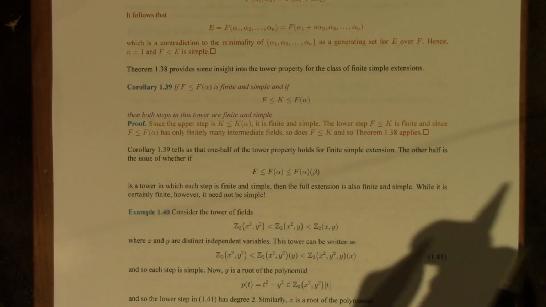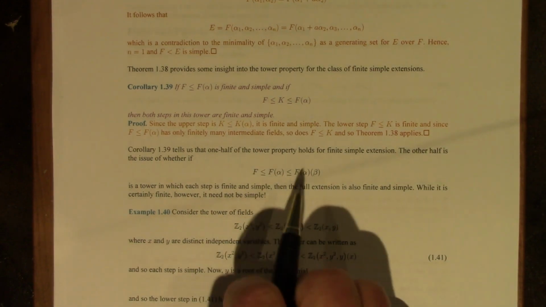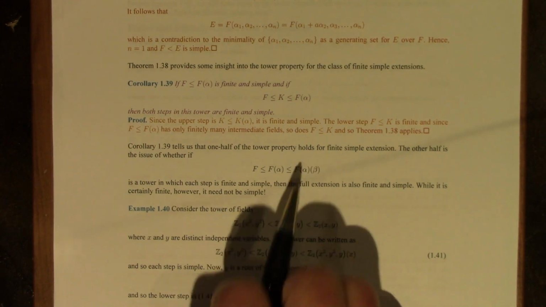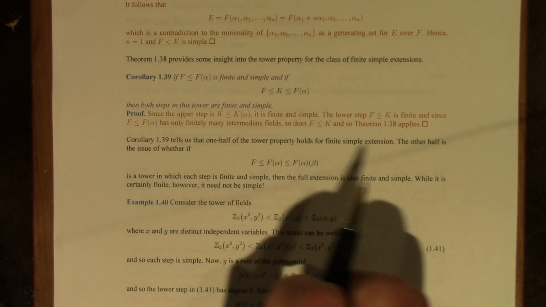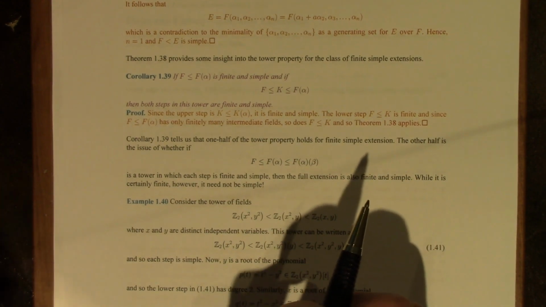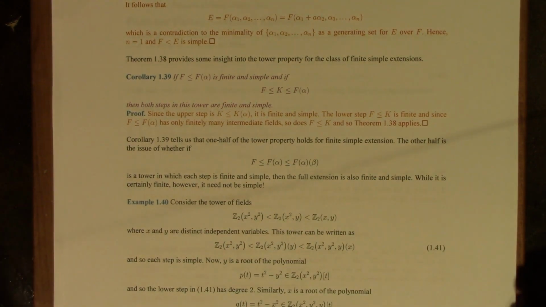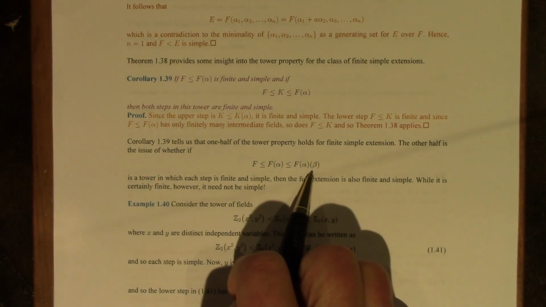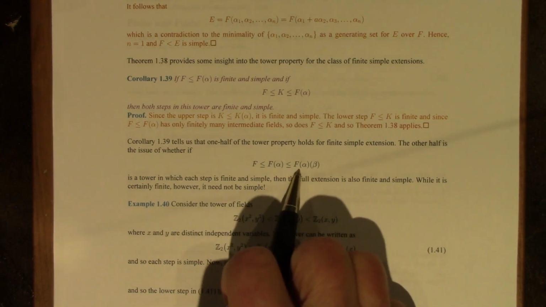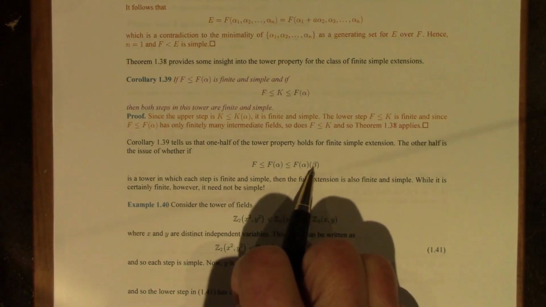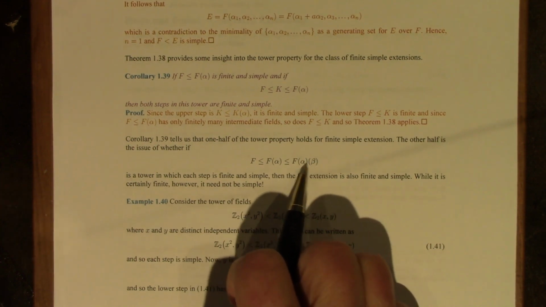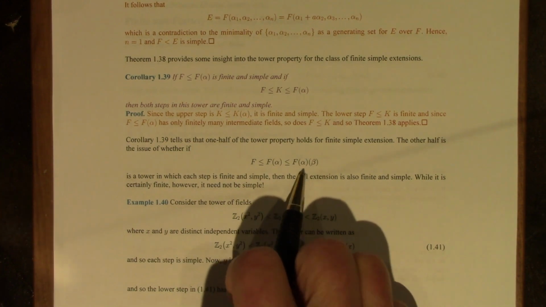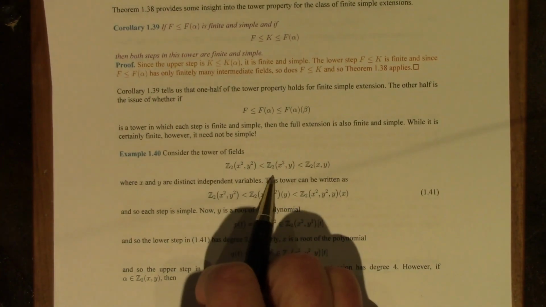The other half is the issue of whether, if we have a tower where both steps are finite and simple, the full extension is also finite and simple. It's certainly finite, again by multiplicativity of degree, but the question is, is it simple? Can F with alpha adjoined and then beta adjoined be written as F with a single element adjoined? Not necessarily. And here's an example.